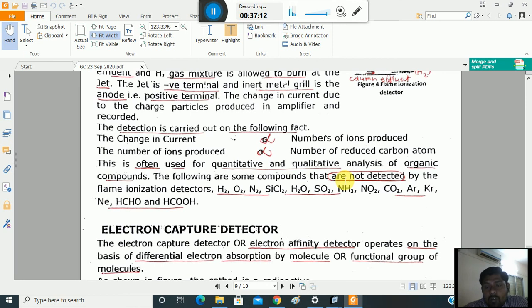FID is not used for hydrogen gas, O2, N2, SiCl. Those are the examples for which FID cannot be used. Keep in mind.